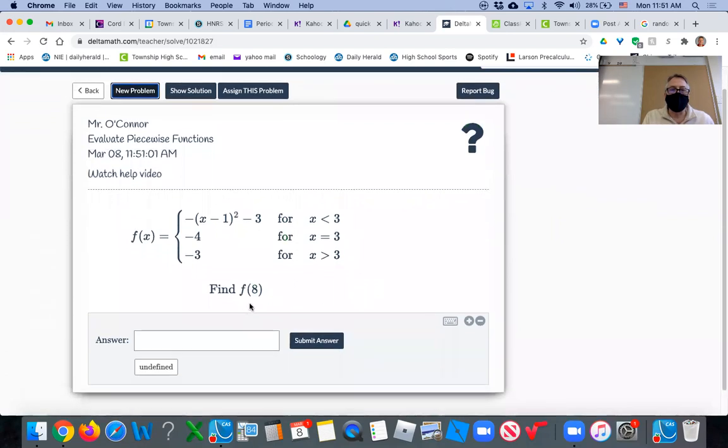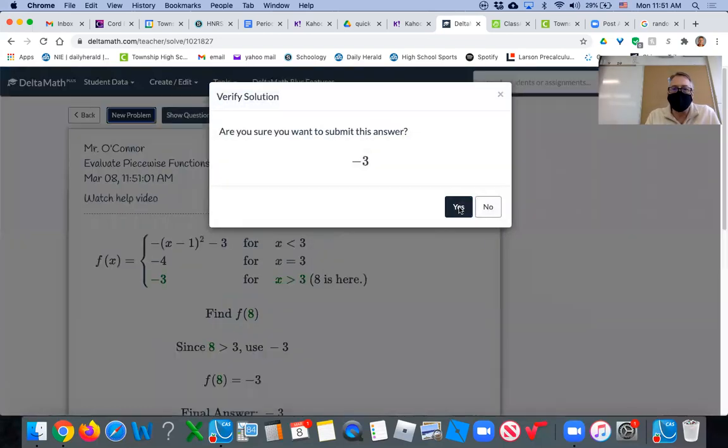For the next one, we're trying to find f of 8. So I look over here, well, 8 is bigger than 3. So that means that for an input of 8, my output is -3. So again, this part tells me where, and this part tells me my output. So f of 8 is equal to -3.